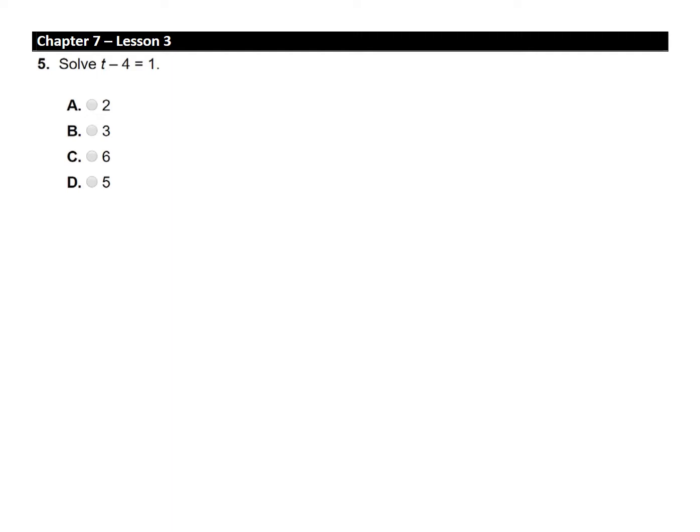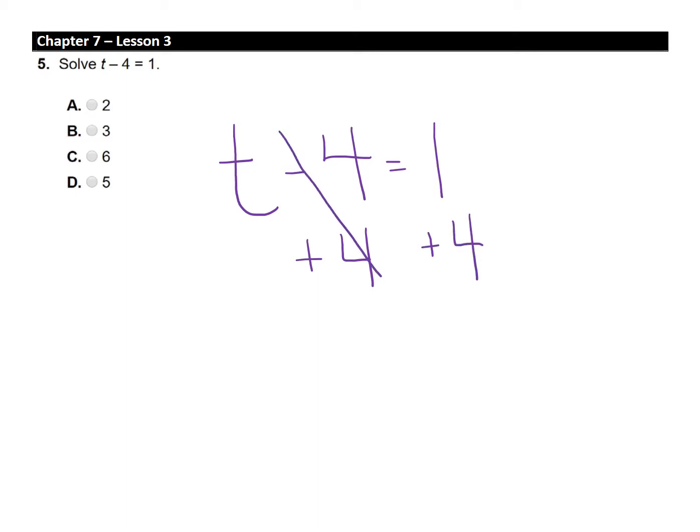Chapter 7, Lesson 3, Question 5. T subtract 4 equals 1. So I'm going to add 4 and add 4. Take away 4, add 4, cancel each other out. T equals 5. And that's answer choice D.